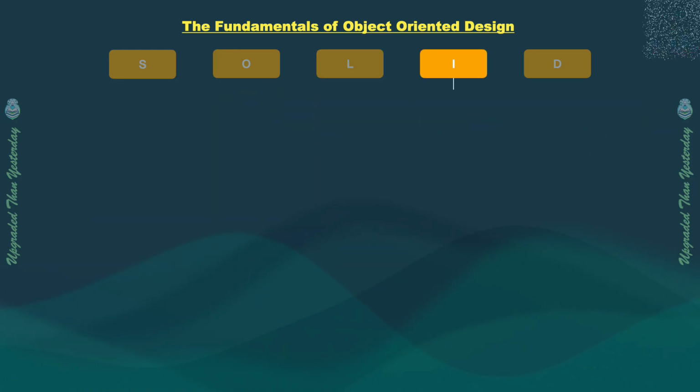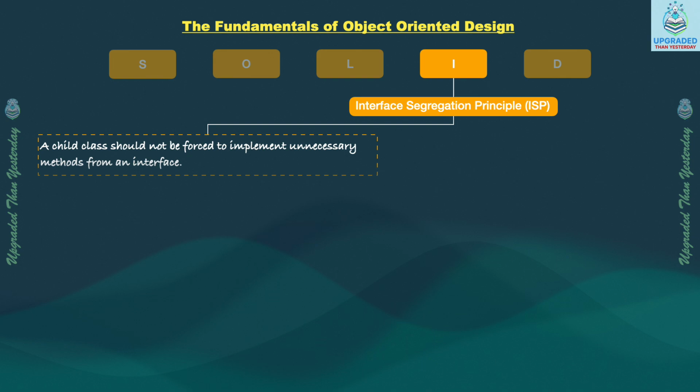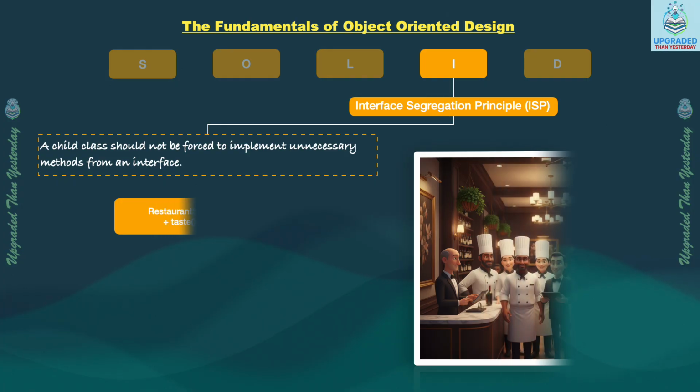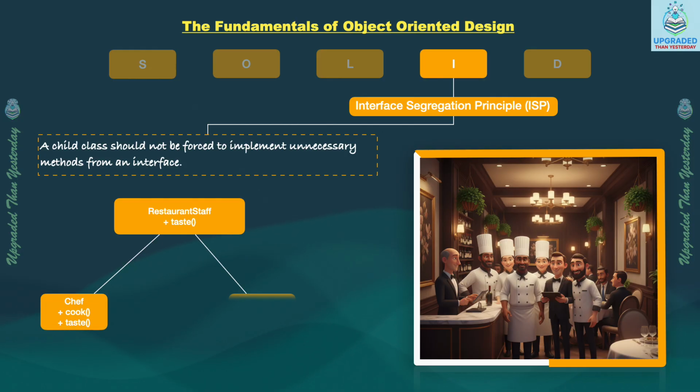Let's discuss the next principle, the interface segregation principle. As per this principle, a child class should not be forced to implement unnecessary methods from an interface. We have seen in the Liskov substitution principle, there we created a class restaurant staff which has a method taste, and it has two subclasses, chef and food tester. There, a chef can cook and taste the food, but a food tester can only taste the food.